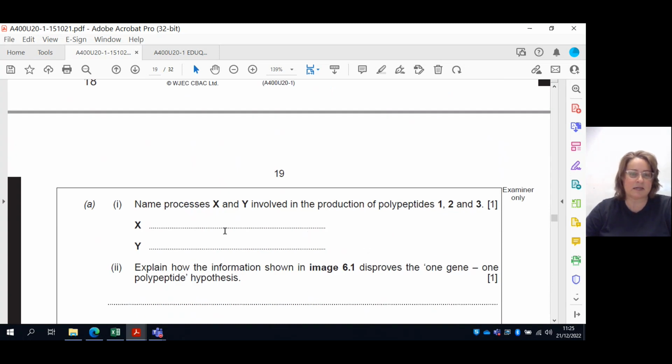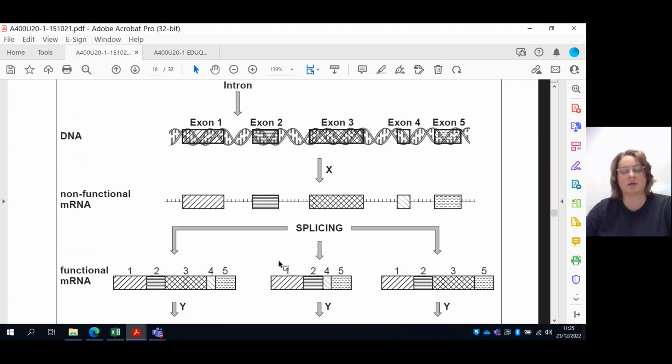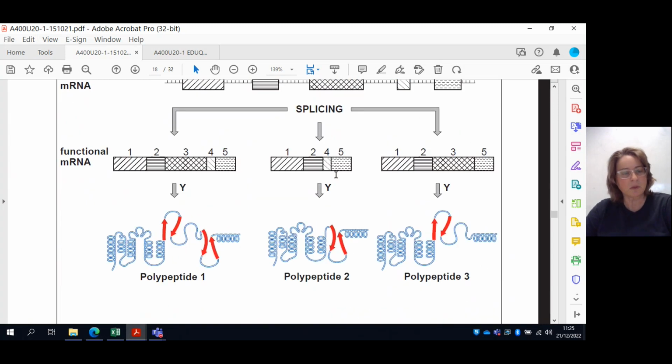Your questions go actually quite simple. It starts relatively easy. Process X and process Y. Please, whenever you see a complicated scenario, think back that actually your answers have to be to do with your syllabus. X is how you get from DNA to RNA language. So what is it that transcribes it from DNA to mRNA? That was your RNA polymerase. That was just simply transcription. The process X is transcription.